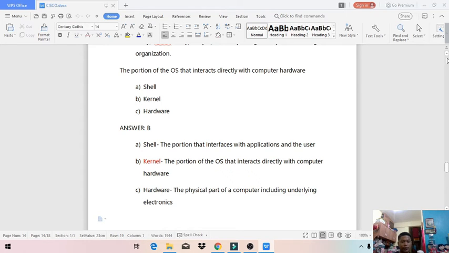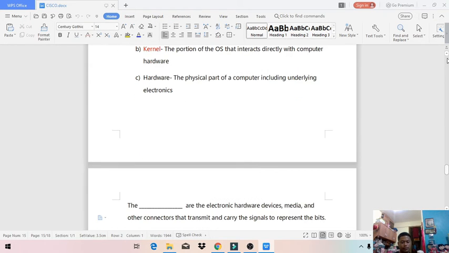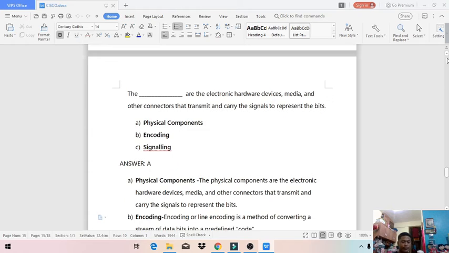Next is the portion of the OS that interacts directly with the computer hardware. Letter A is shell, letter B is kernel, letter C is hardware. The correct answer is letter B, kernel, because shell is the portion that interfaces with applications and the user. Letter C is the physical part of the computer, including underlying electronics. But letter B, kernel, is the correct answer; it interacts directly with computer hardware. So let's proceed to the next.